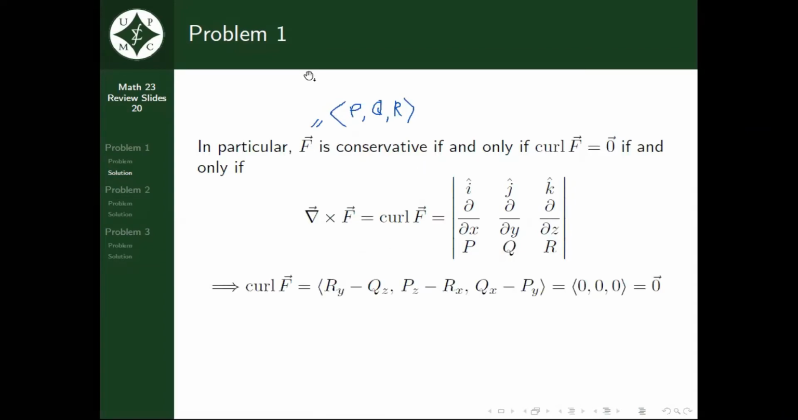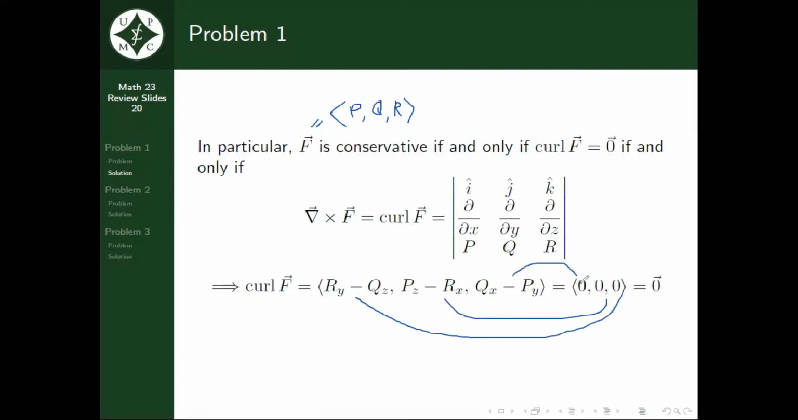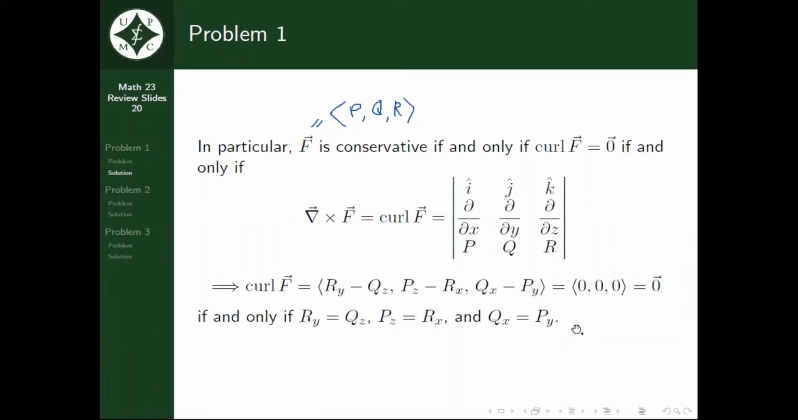Now, since we require F to be conservative, I mean, it is given that F is conservative, we require this. So this means it should be equal to the zero vector. And when are two vectors equal? If their components are equal. Okay, so this should be equal to zero, this equal to zero, and this equal to zero. Okay, isolating one of those terms, we obtain this relation.